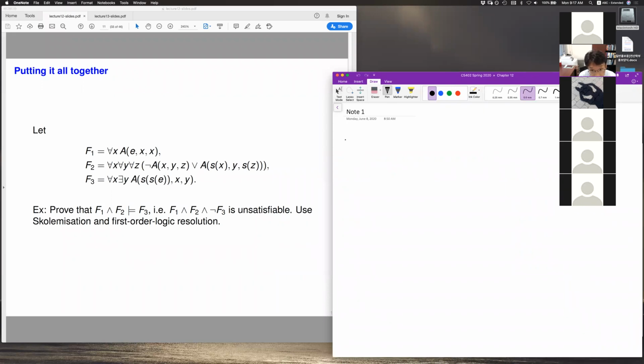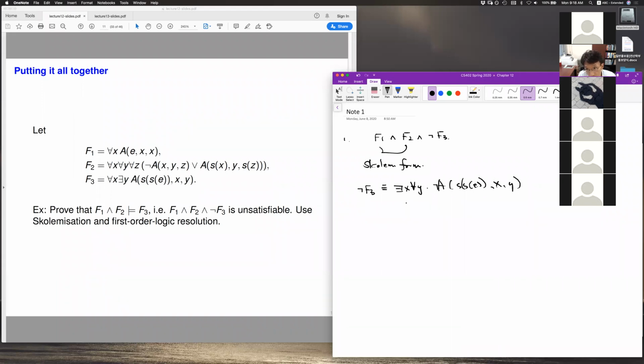Right. So for this exercise, we want to derive a contradiction. So we have F1 and F2 and negation of F3. Now F1 and F2 are already in Skolem form, so we only need to Skolemize negation of F3. For negation of F3, we use De Morgan's law, which is equivalent to this: for all x, y, negation of A, applied twice to E and x, y.